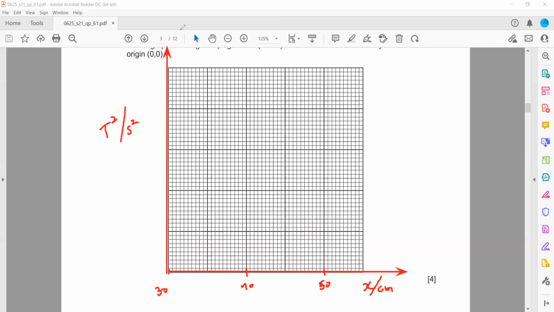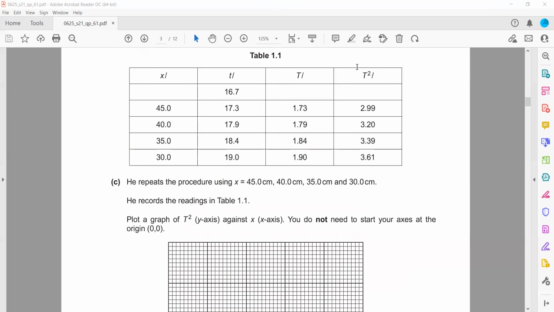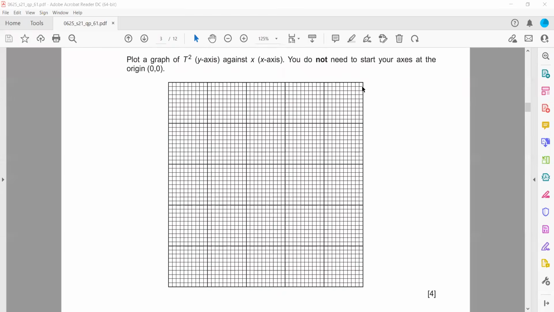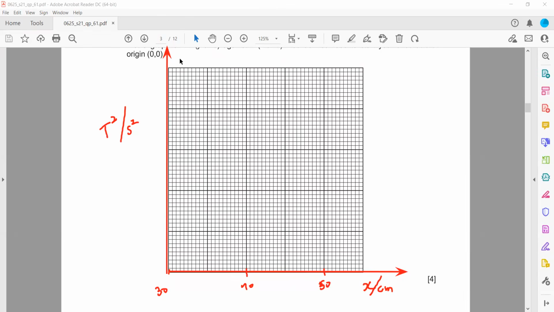Seconds square. But we have to check the scale. What is the scale? The value 2.79 was there. So basically the minimum value is 2.79 and the maximum value is 3.6. So I have to select a scale where the maximum is around 3.7 and the minimum is around 2.7. So if I start from 2.7 here, then the next is 2.9, because I want from 2.7 to 3.7.